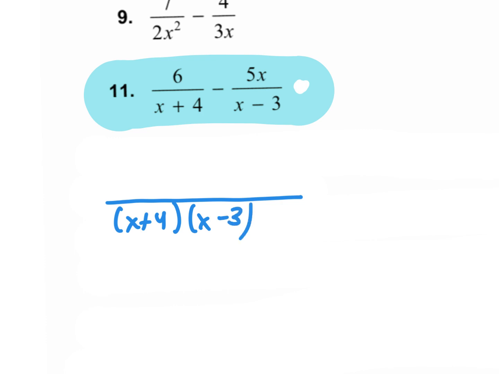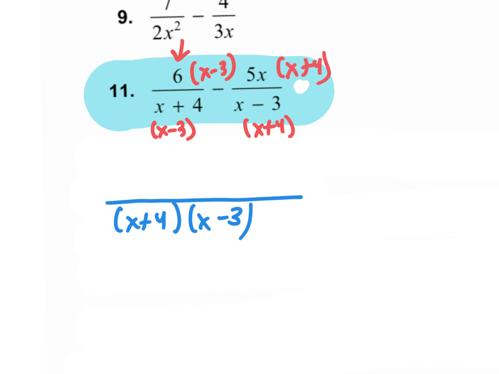So now we look at each fraction individually. What does the first one have and what is it missing? What does the first fraction have? What is it missing? The x minus 3. What you multiply in the bottom, you multiply where? To the top. My second fraction has the x minus 3. What's it missing? Perfect. X plus 4. So what you multiply to the bottom, you do to the top.